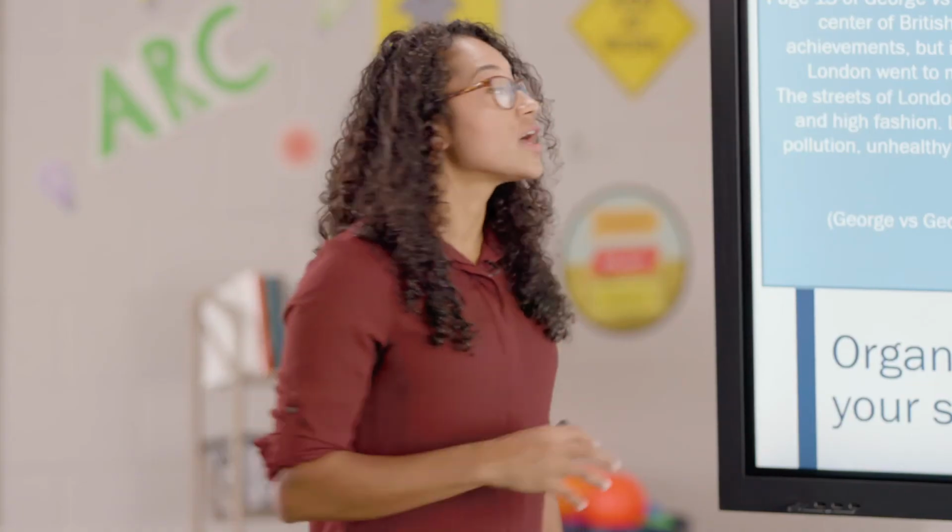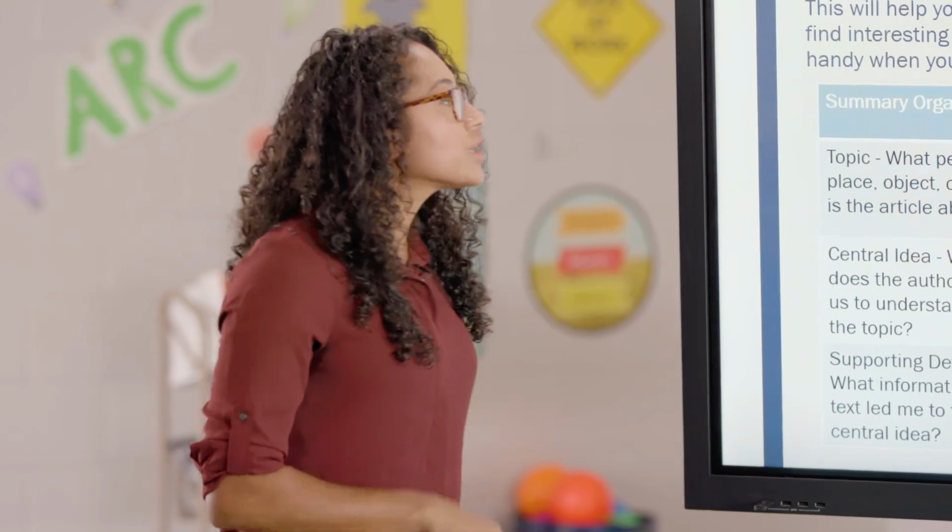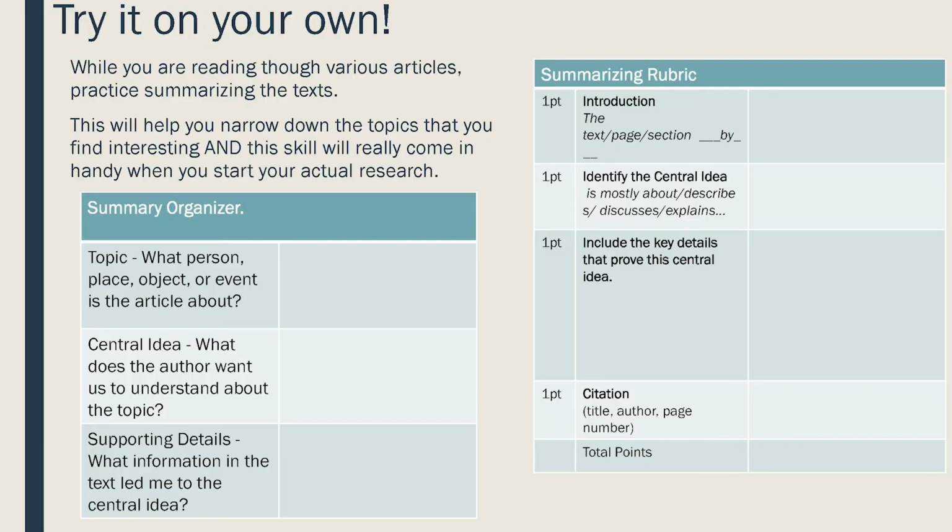So as long as you have some of this information, I think you can be confident that you're on the right track. Now you're going to practice this on your own. While you're reading through various articles, doing your research, practice summarizing the text. This is going to help you narrow down the topics that you find interesting, and this skill will really come in handy when you start your actual research. So use the same graphic organizer and summarizing rubric to help you do this.